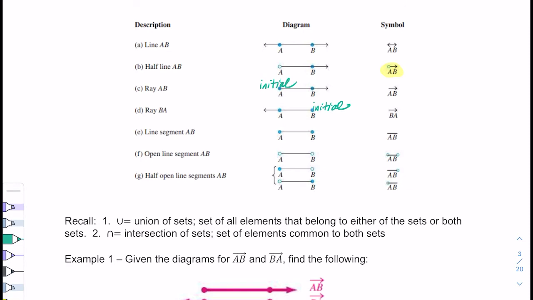And then you've got a line segment, and then F and G. In F, you've got 2 open circles, so that's called an open line segment. And then in G, you have half open line segments, very similar to the half line AB. It's got 1 closed and 1 open circle. And notice that in the symbols, they do the same thing. So if you're talking about half open line segment AB, A is the closed circle and B is the open circle. So when you draw the symbol, you would want to make sure you put an open circle at B.